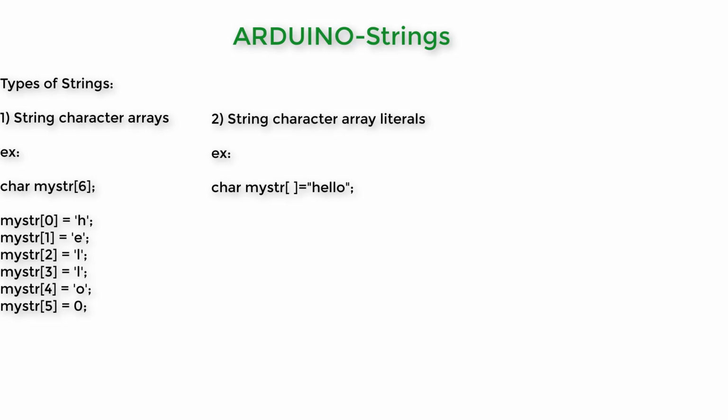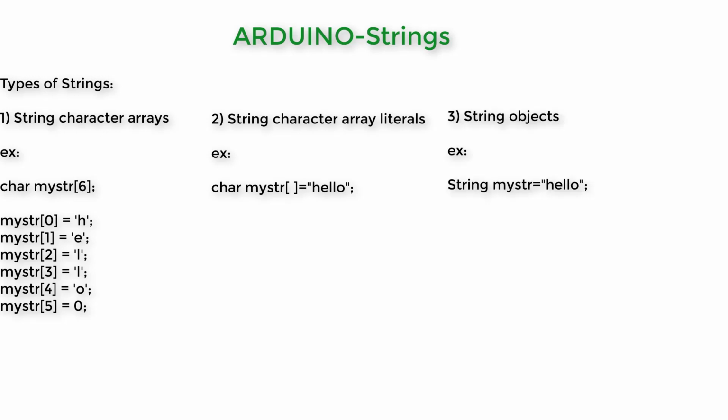Number 2, string character array literals. Here the string to be displayed or manipulated is specified inside double quotes. In the example we can see that a string literal myStr of data type char is specified with the text hello as its value, and when the compiler reads myStr, it automatically calculates the size of the string and also automatically adds the null terminating character.